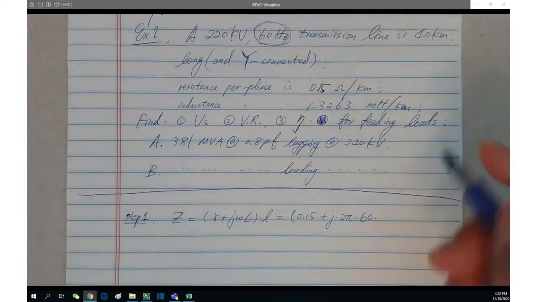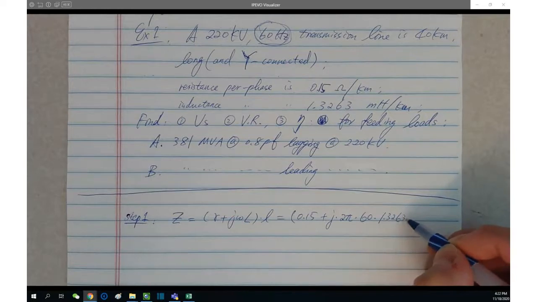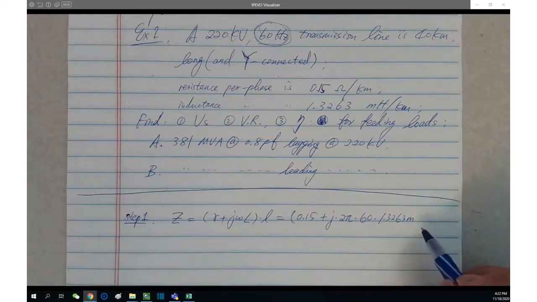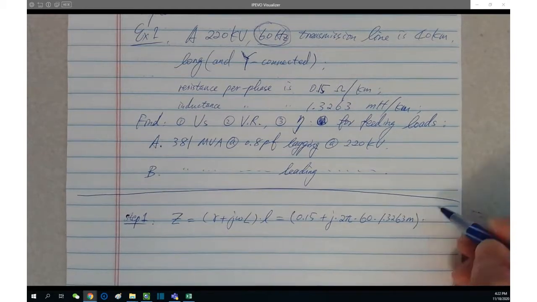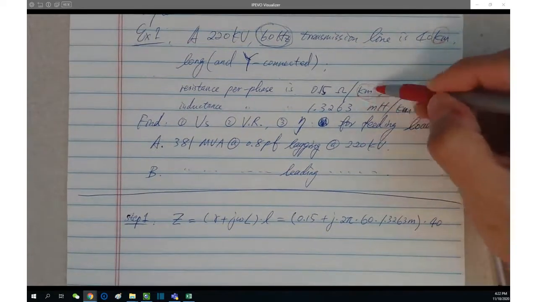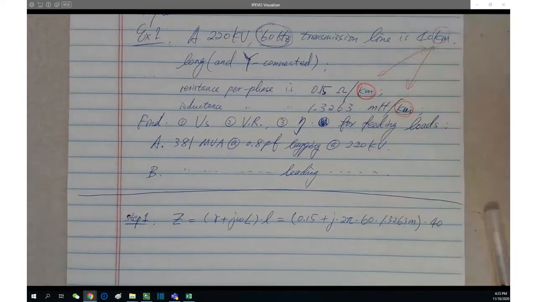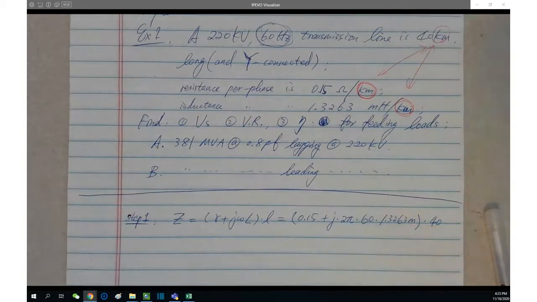j times 120 pi times inductance, which is 1.3263 milli. Be very careful. Remember to include this milli. It makes a lot of difference. Then times the distance, which is 40. Be very careful: the given is kilometer, and the per unit length is also kilometers. They must be the same. If not, you need to do a conversion.